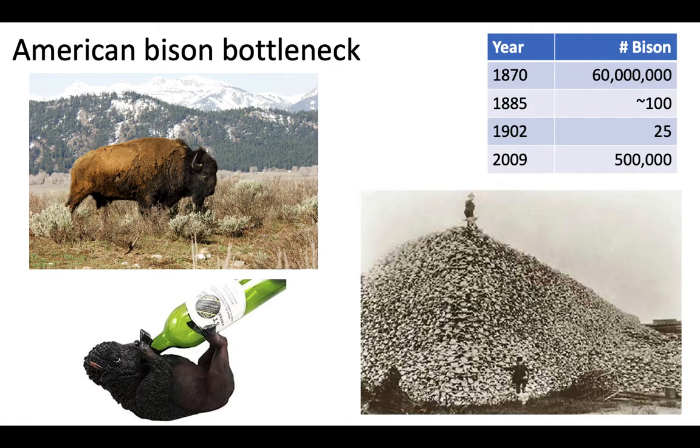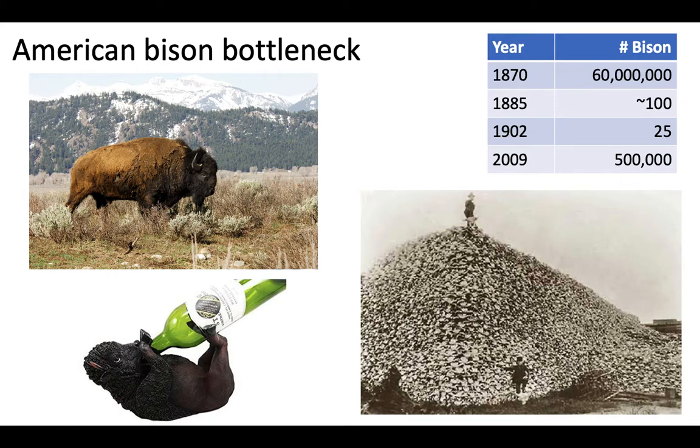One of the most famous examples is the bottleneck effect of the American bison in the western United States during the 19th century. In 1870, there were about 60 million bison, and 15 years later, due to hunting, there were only about 100 left. Here's a picture of some pioneers standing on a pile of bison skulls. And then about 17 years later, that population of 100 was down to 25. Thankfully, due to conservation and restoration efforts, that population has been boosted back up to 500,000, so bison are better.